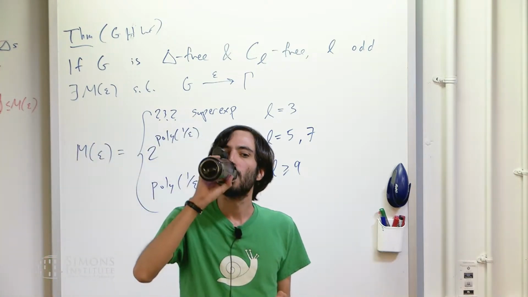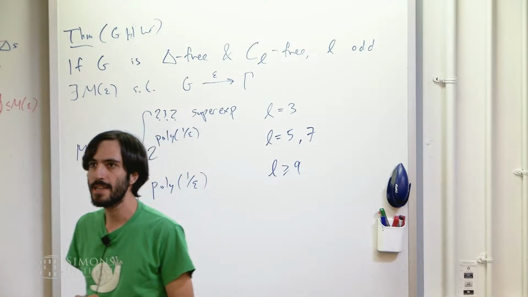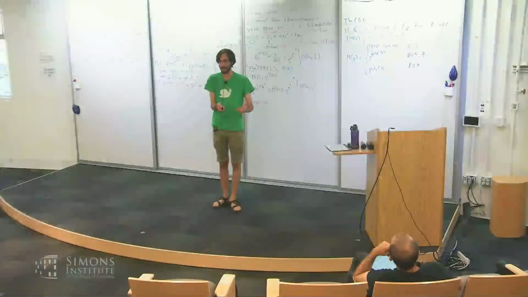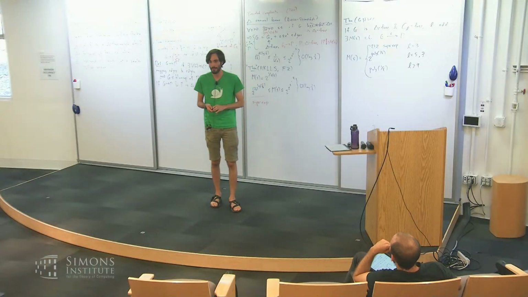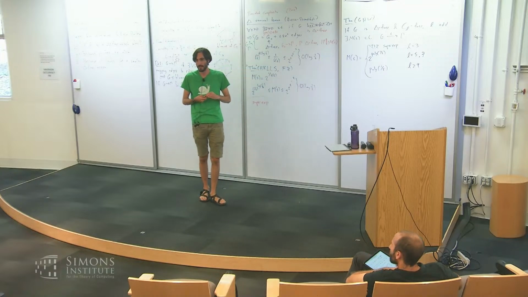Yes, this does imply testing. It's a weird testing question, because you promise me a graph is C9-free, and now I have to test whether it's far from triangle-free. That I can do with a polynomial in 1 over epsilon number of queries. It's a weird setting where you promise me it's C9-free, but then I have to determine whether it's triangle-free. But if for some reason that comes up, then this will indeed give a testing result.